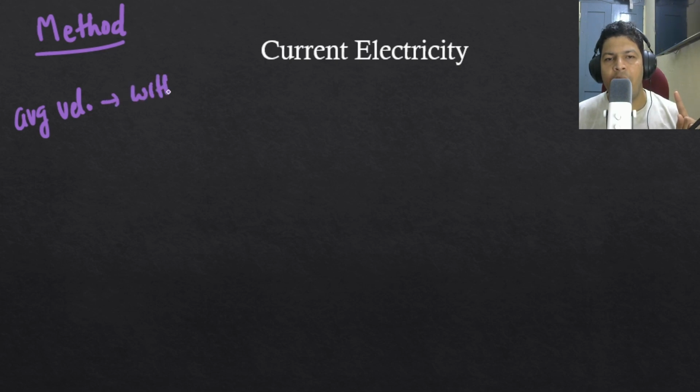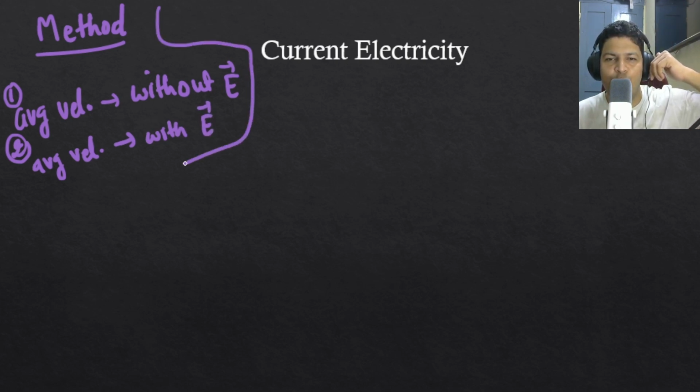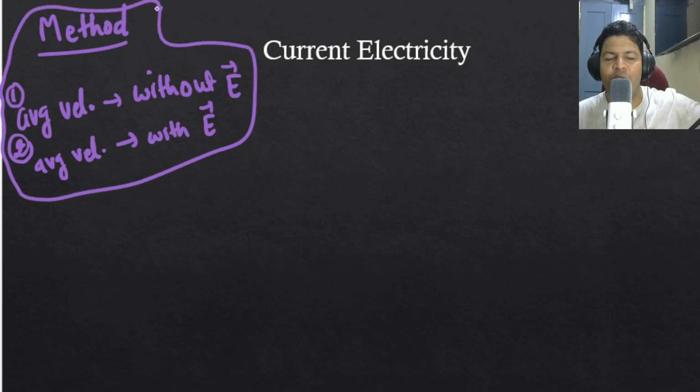So we'll find out the average velocity without applying the electric field across the conductor. This is the one thing we'll do. And the second thing, we will again find out the velocity with the electric field. If you can remember these two lines, you can easily remember the derivation. These are the two things.